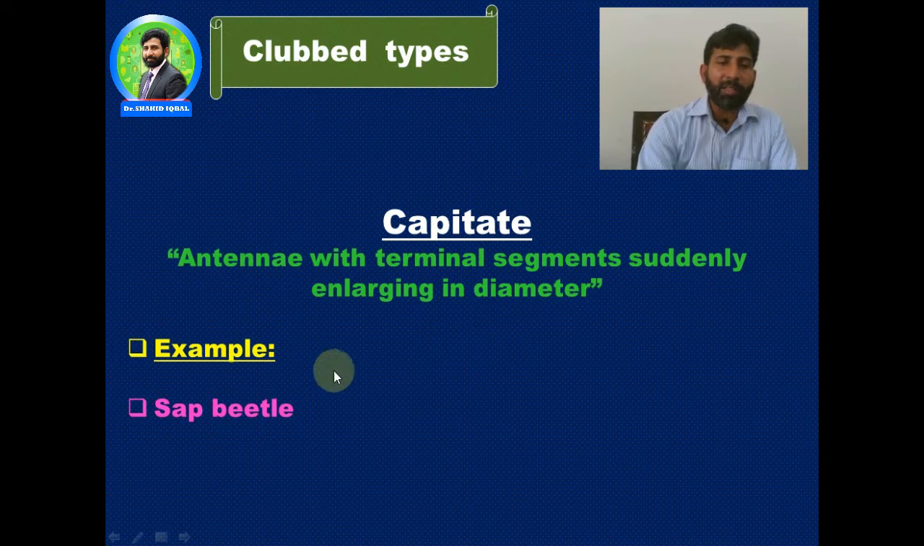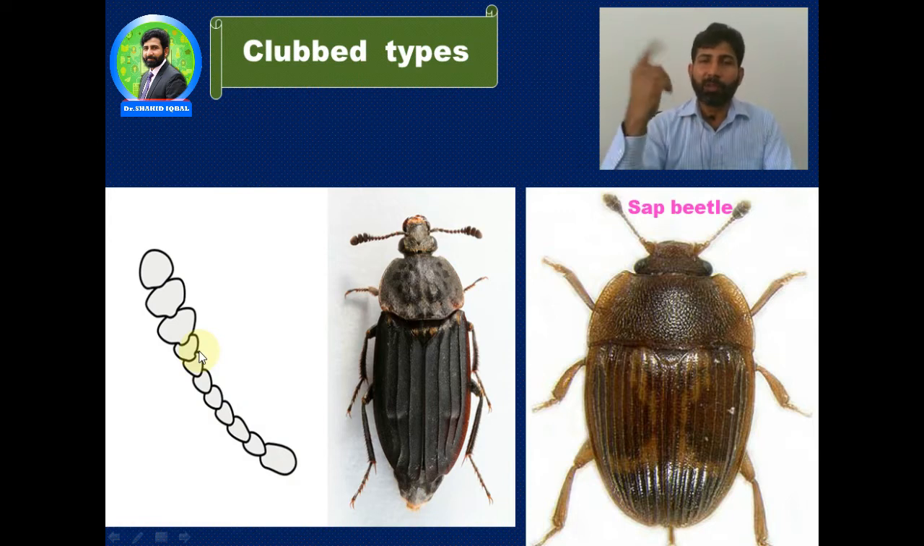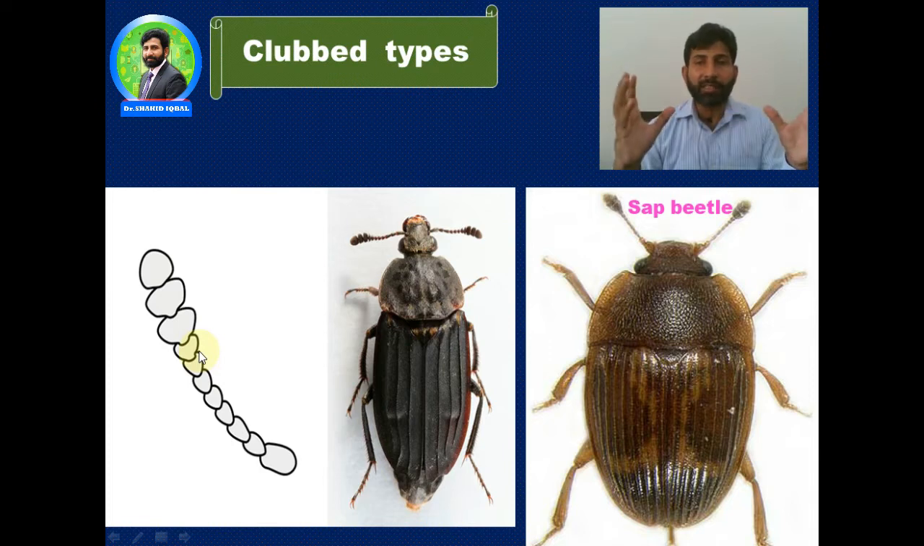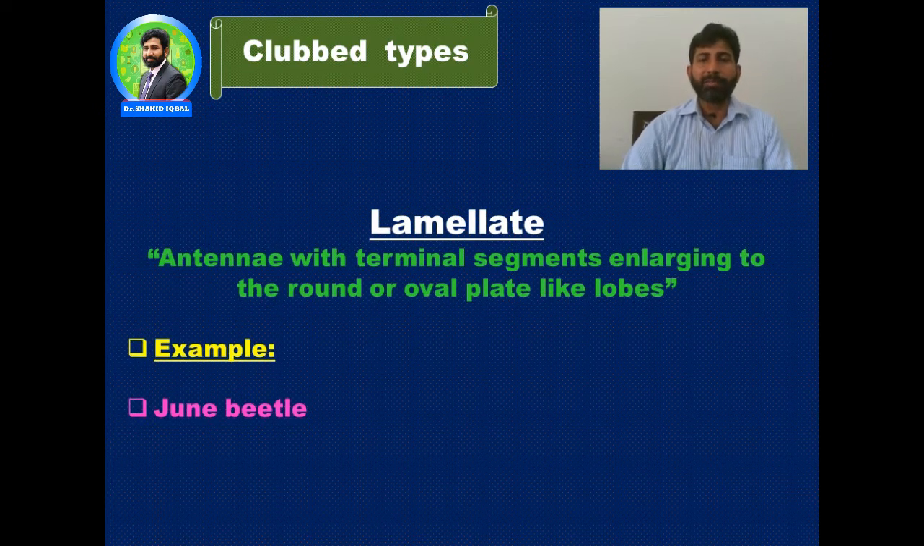An example is the sap beetles. Look here, this is a uniform segment. When these segments reach the top or terminal parts, the size and diameter of these flagellomeres suddenly increase, not in a uniform pattern. This example is represented here. You can check in this specimen. It is called the sap beetle. This condition is represented by the sap beetle.